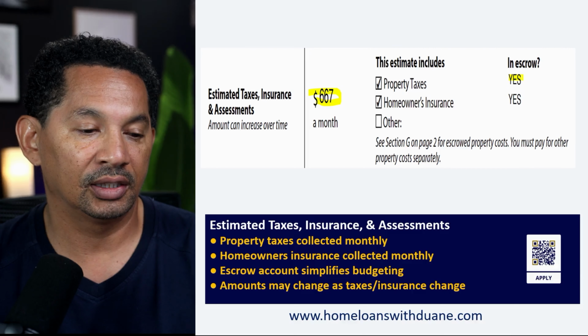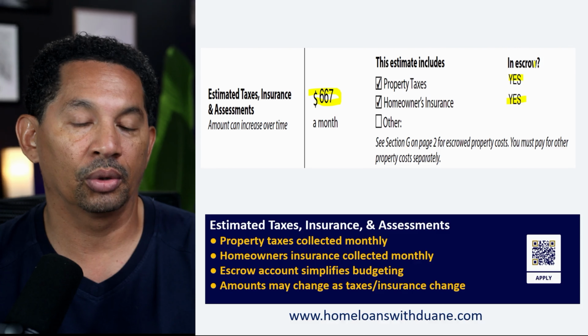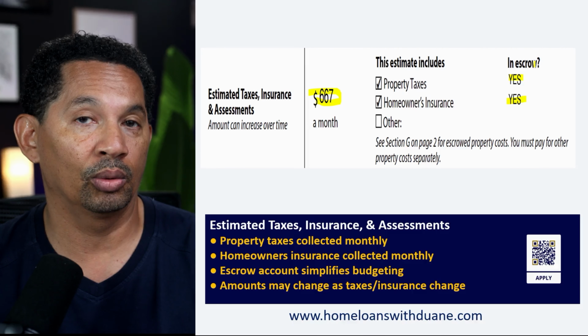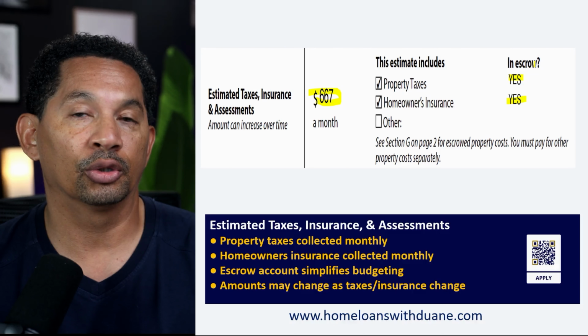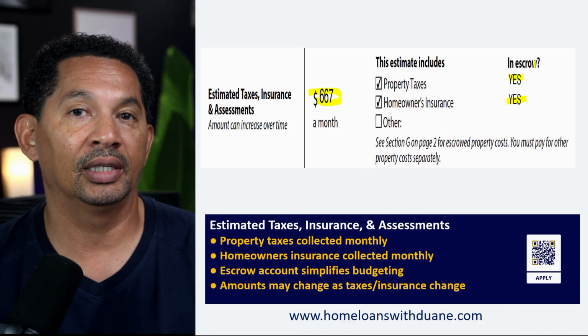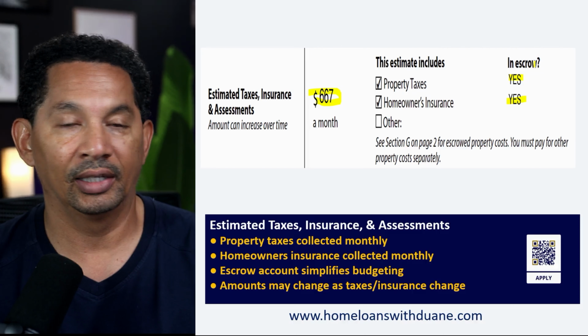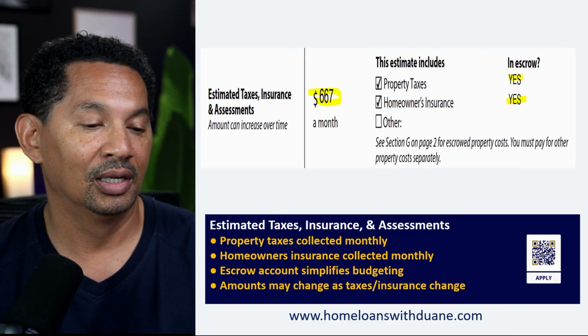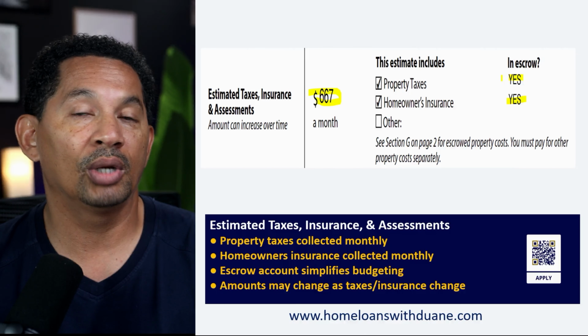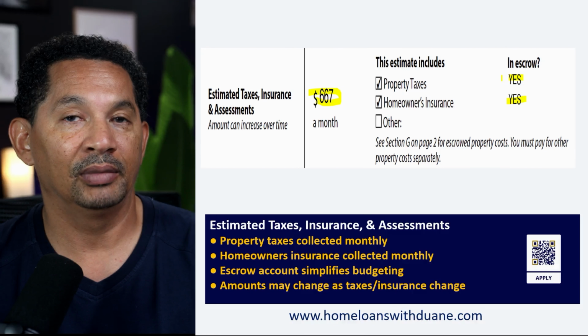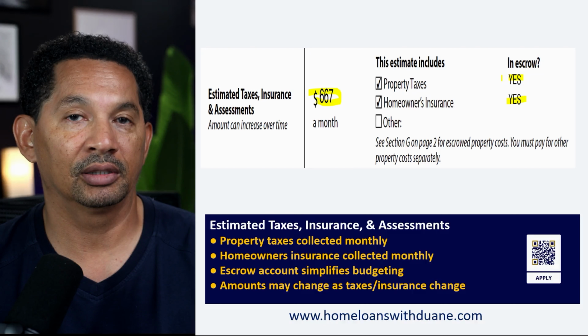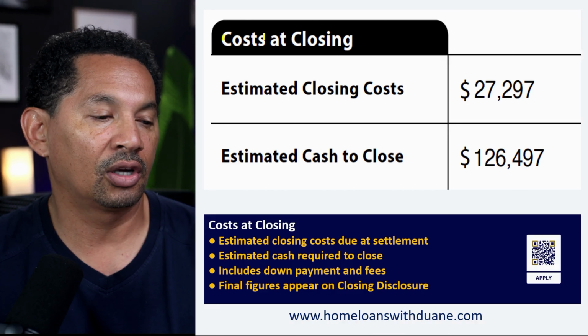So if this says yes next to in escrow, that means you have an escrow account, and that means your taxes and insurance will be paid every month as long as you make your total mortgage payment. If it said no, that means you do not have an escrow account, and that means that you would have to make separate payments. Now, the next section is the cost at closing.